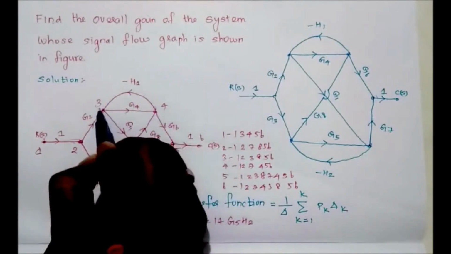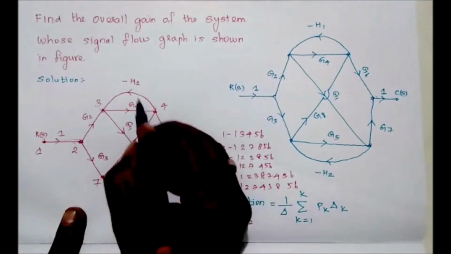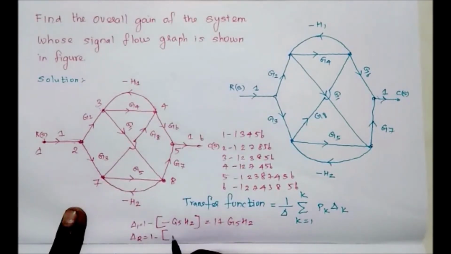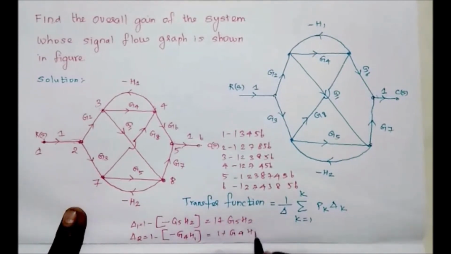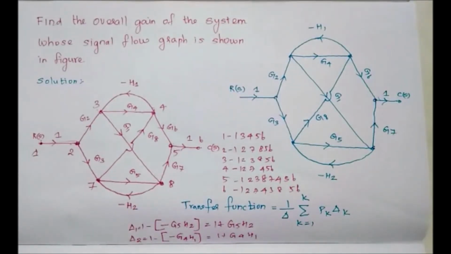There is a loop here. Its gain is G4 into minus H1, which is minus G4 H1. Therefore del 2 equals 1 minus (minus G4 H1), which equals 1 plus G4 H1. Next, del 3.